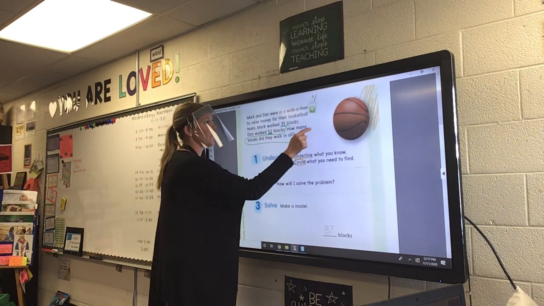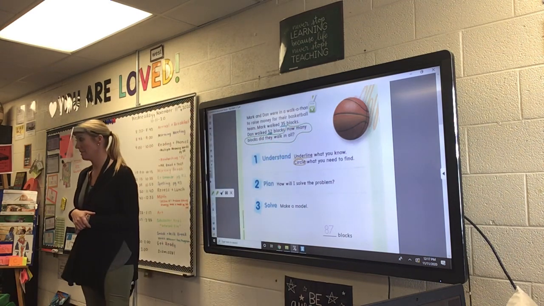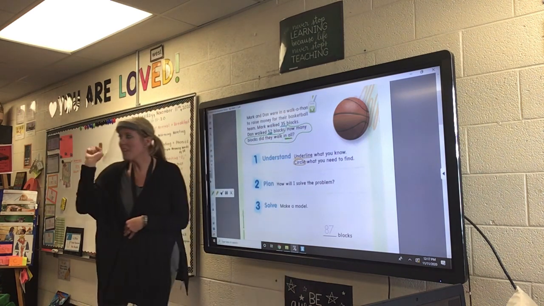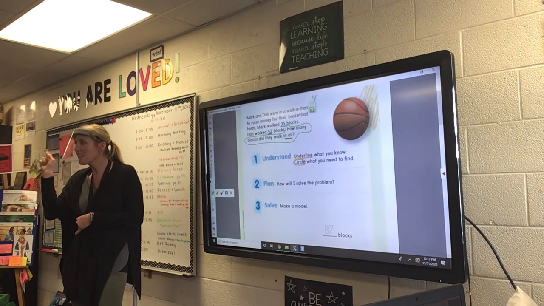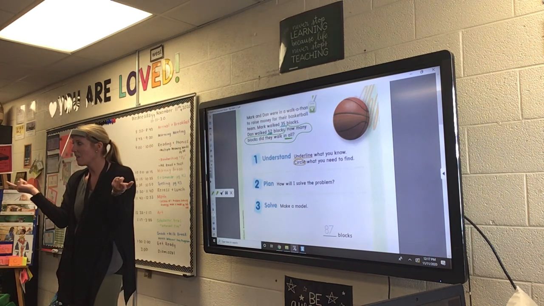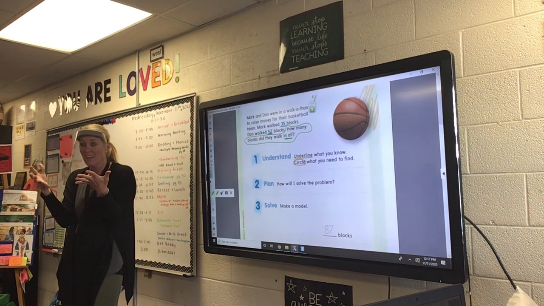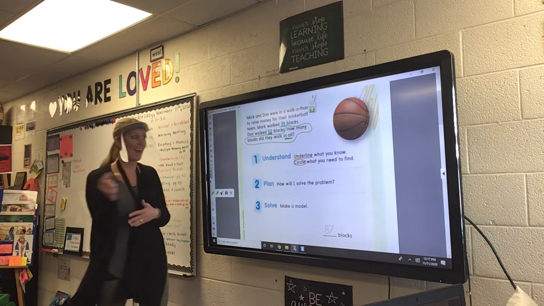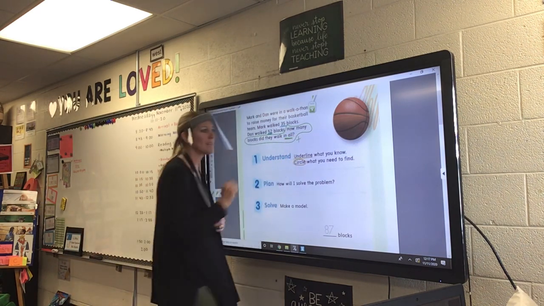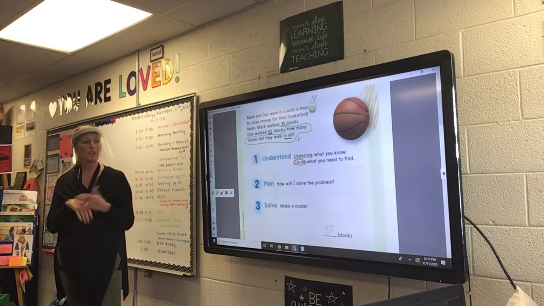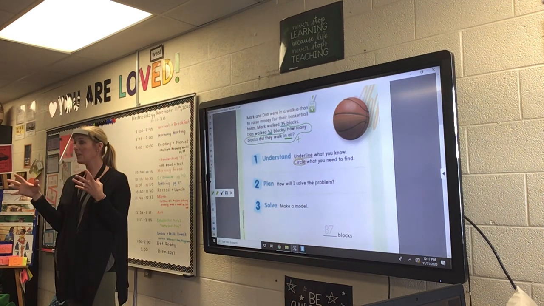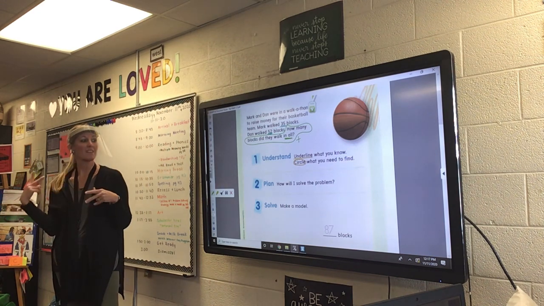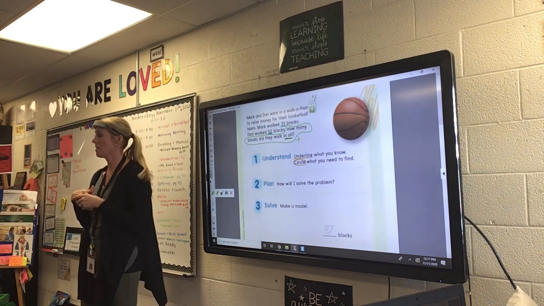So Mrs. Murphy's going to circle that because that's what we need to find out. And Mrs. Murphy's going to underline the words "in all," because right there, that's a key word. Whenever I say "in all," what does that tell me? Together. And do I need to add or subtract? Add. So we'll put a little plus sign. So the first step is to find what you know in the word problem and what you want to find out. The second step is to come up with a plan.